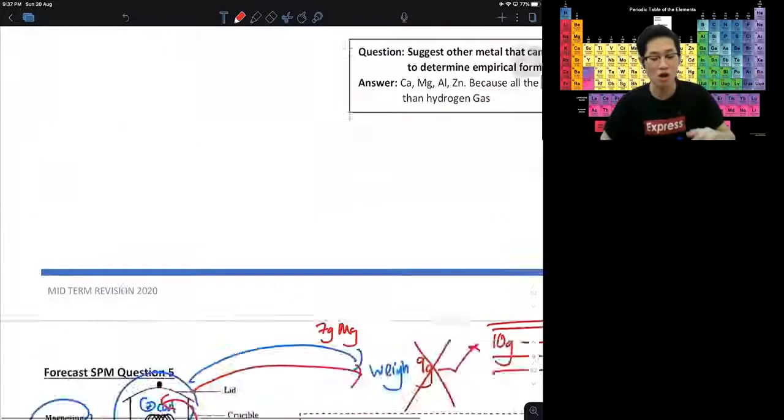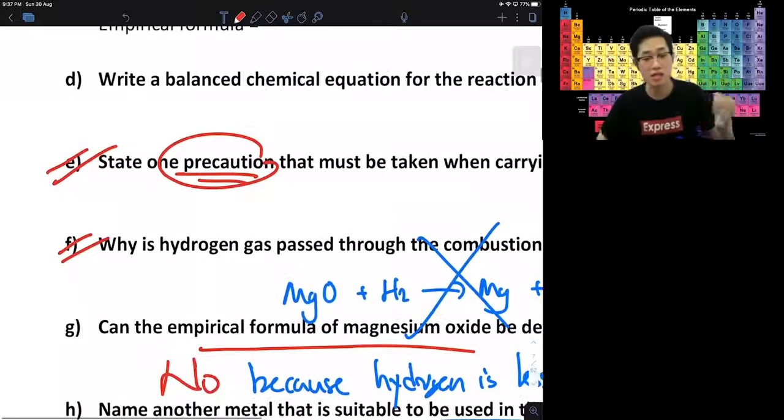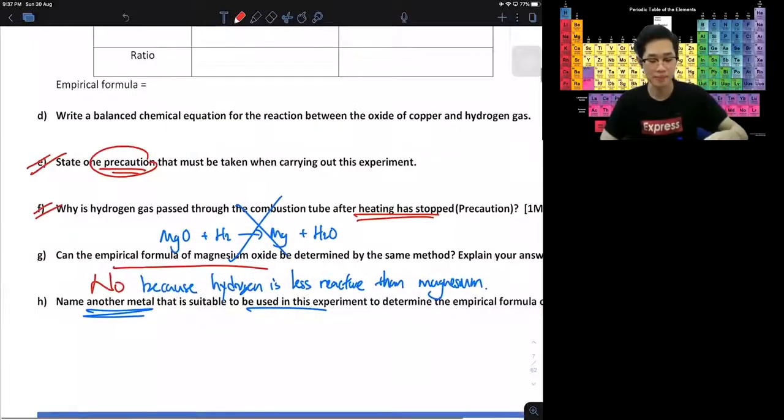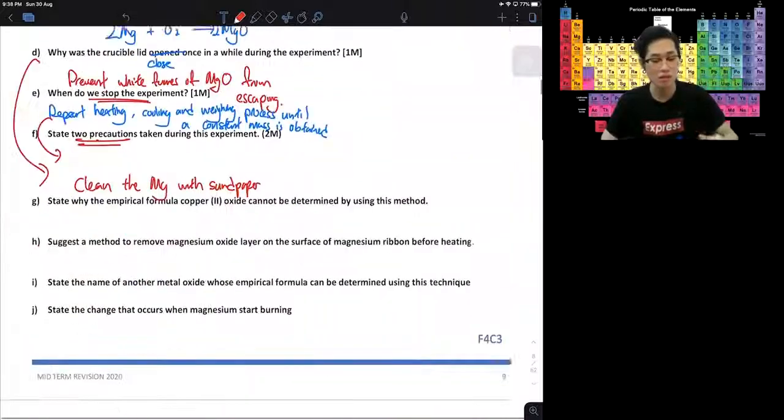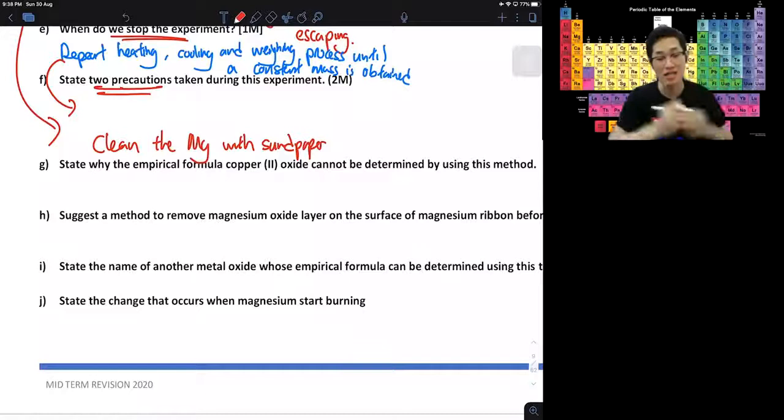Same for this copper(II) oxide. That means when they ask you precaution, you can also write the same answer: repeat heating, cooling, and weighing process until a constant mass is obtained. Just like that. So the experiment is very similar with the same purpose, but 2 different ways. One is stealing girlfriend, another is react directly.